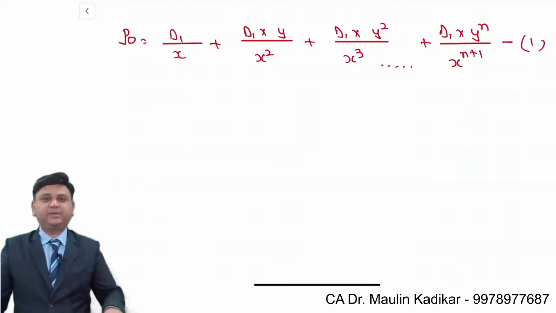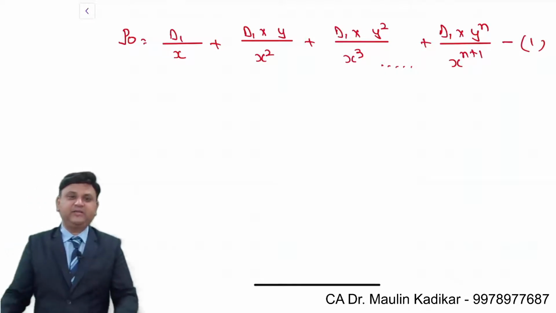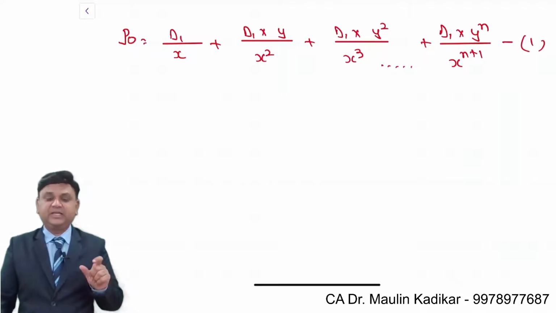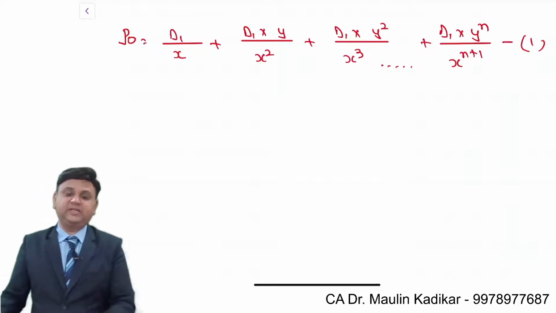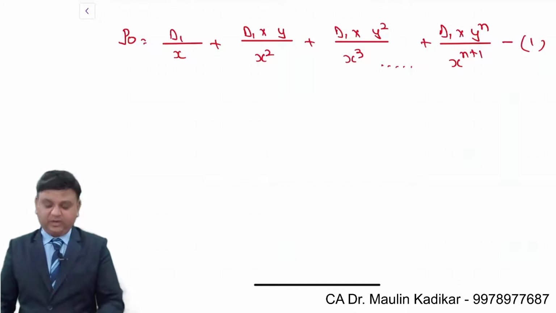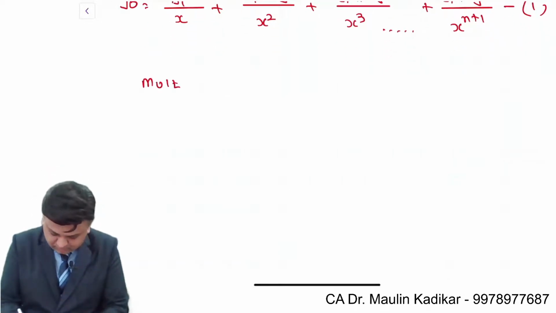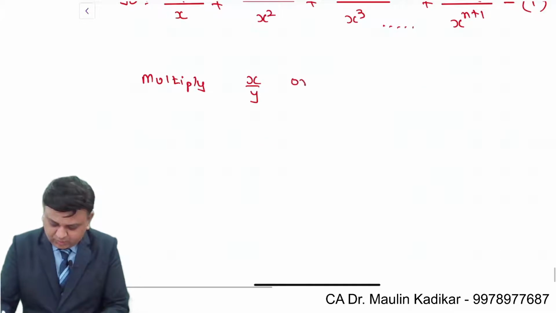Now friends, for the purpose of derivation, there is a simple rule. You can multiply something on both the sides. You may divide something on both the sides. Whatever you want to do, you can do simultaneously on both the sides. So for the derivation of the formula, I multiply X upon Y on both sides.